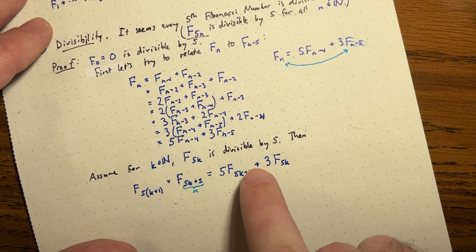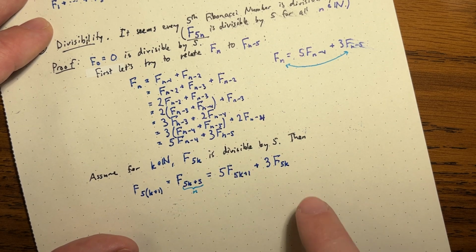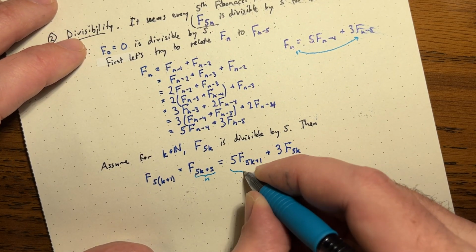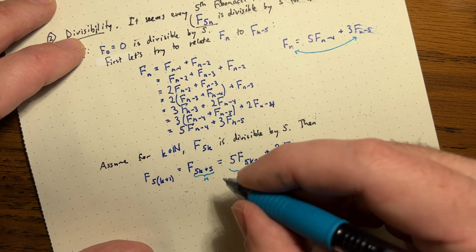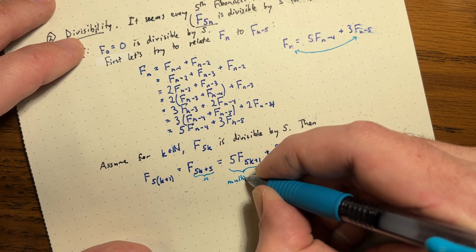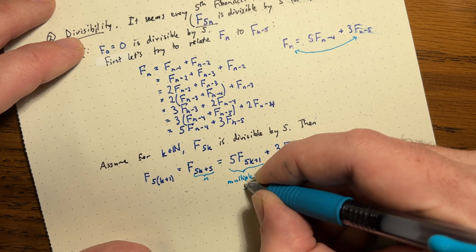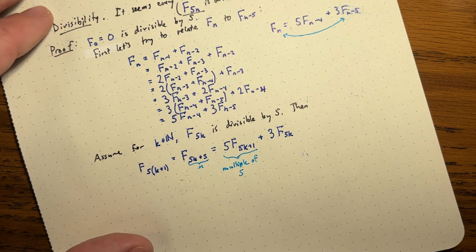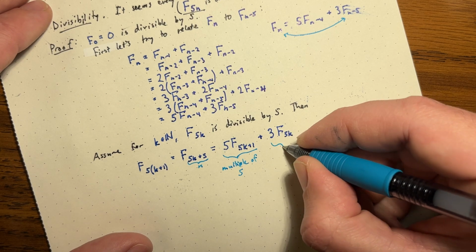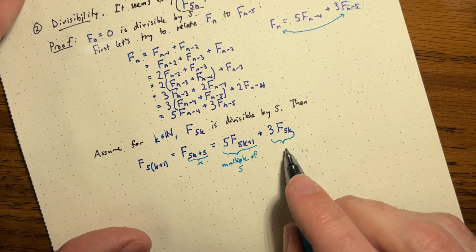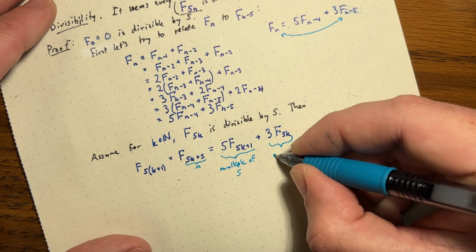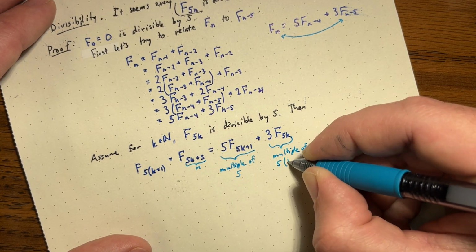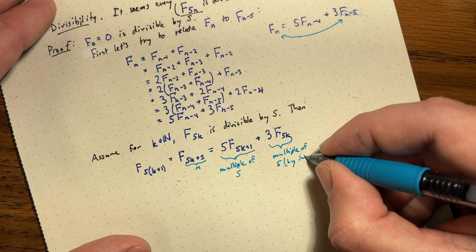And now I can use my inductive hypothesis. This part here is a multiple of 5 in an obvious way, right? It's 5 times an integer. And then this one here is a multiple of 5 in a less obvious way. It's because of our inductive hypothesis. But they're both multiples of 5. So this is by our inductive hypothesis.